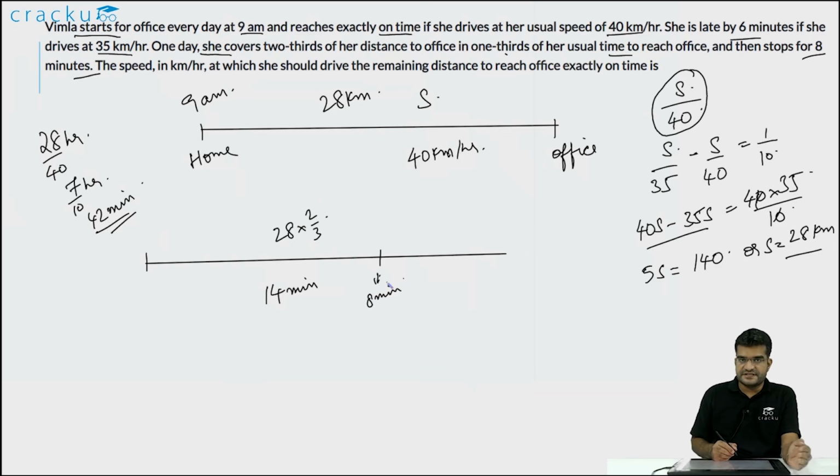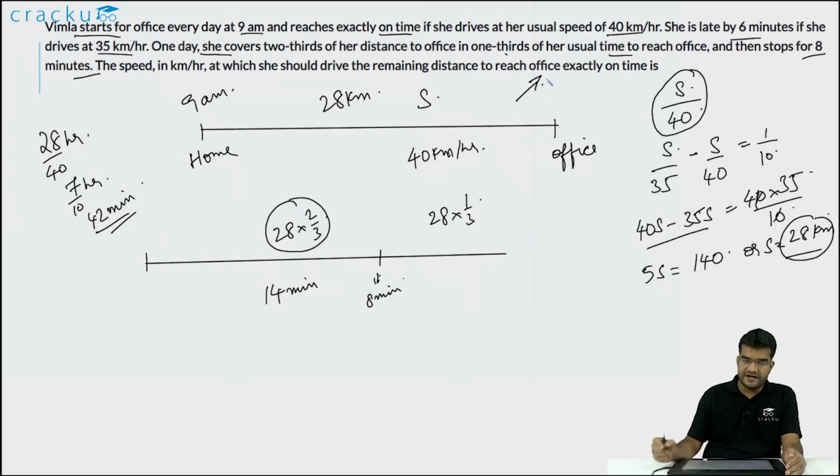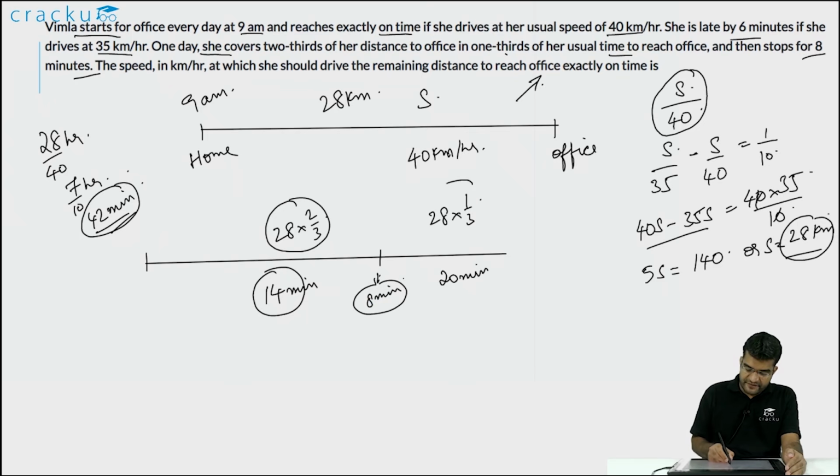So what is the distance that is remaining? That will be 28 minus 28 into 2 by 3, that will equal 28 into 1 by 3 kilometers remaining. And if she has to reach her office on time, how much time is remaining? It will be 42 minutes minus 14 minus 8, that is 42 minus 22, which is equal to 20 minutes. So she has to cover 28 into 1 by 3 kilometers in 20 minutes.